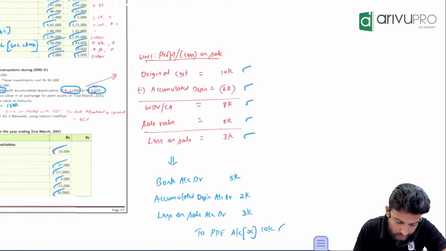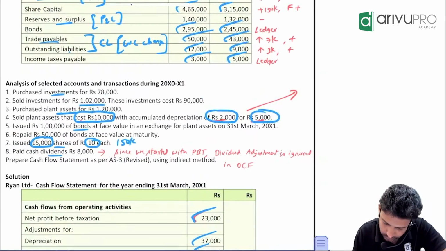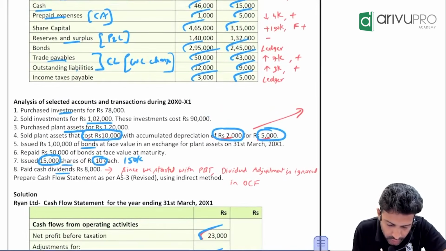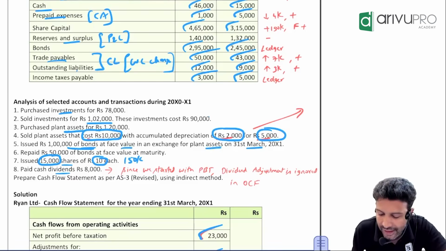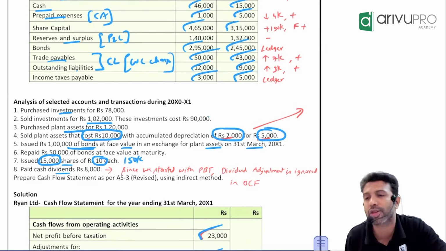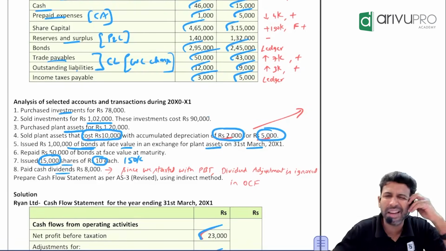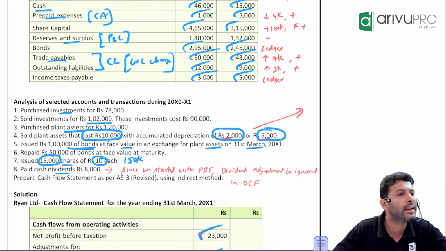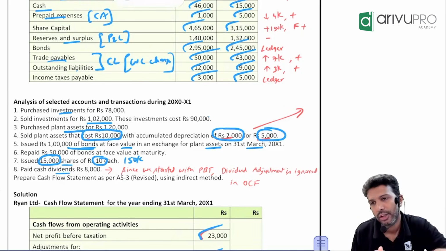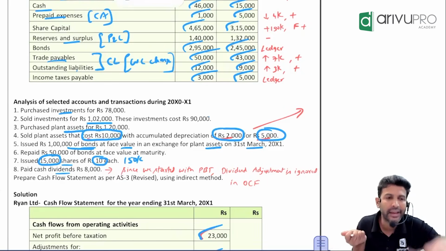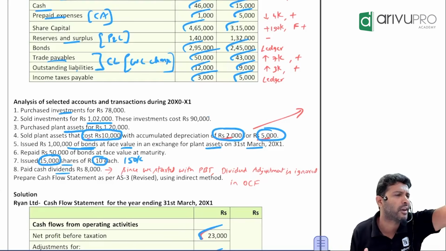Next adjustment. What is the next adjustment? Where is it? Here. We have issued 1 lakh of bonds at a face value only in exchange of plant assets as on 31st March 2021. Sir, when you buy a PP, ideally what are you supposed to pay? Cash. But here, did you give cash or you gave bond? So you purchased a PP by giving away bond. What is the journal entry?